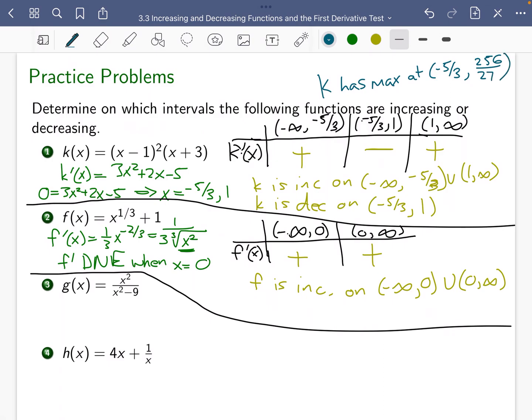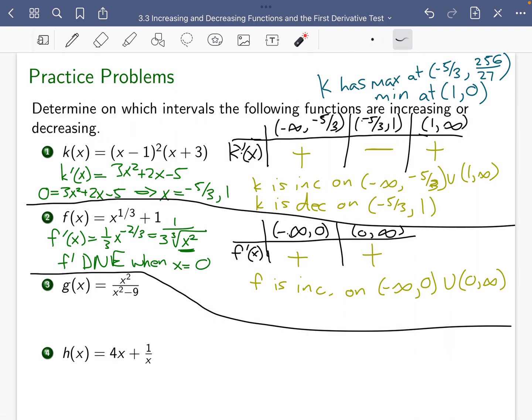So that's our maximum. What about at 1? At 1, our derivative goes from negative to positive. So that tells us our function is going from decreasing to increasing, so 1 must be a minimum. And if we plug 1 into our original function here, we are going to get an output of 0. So we have a minimum at (1, 0). Great.